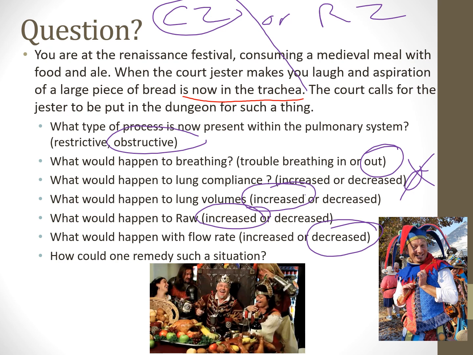How would one remedy the situation? Well, the hope here would be a Heimlich maneuver. If they can't get it out, we could always go in with bronchoscopy and pull it out, things like that. But hopefully you see a good way of asking, okay, is this conducting zone or respiratory zone? So if I see a severe asthmatic come into the ER and we put them on a ventilator, conducting zone or respiratory zone? Conducting zone. So I'm going to have an airway resistance issue. It's going to be harder to get gas in, harder to get gas out. Their lungs aren't going to be able to fully exhale, so I have to worry about gas pressure building up in their lungs, right?